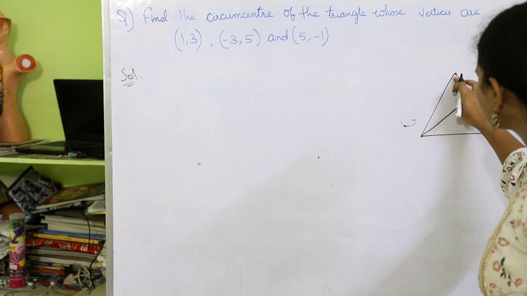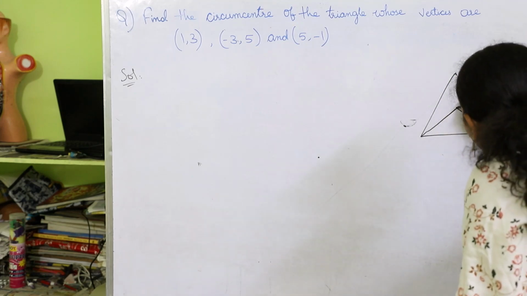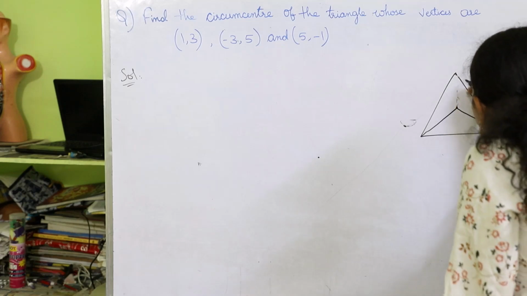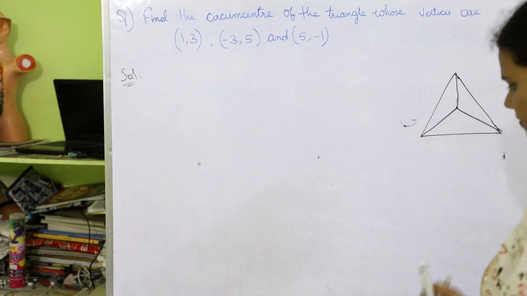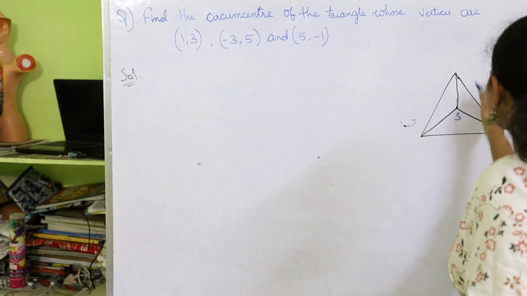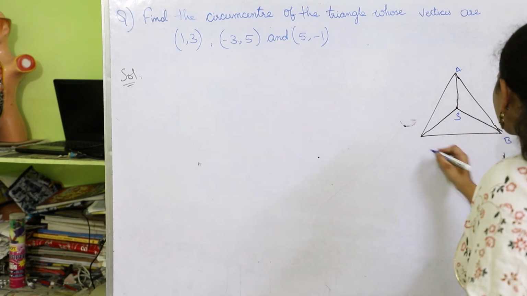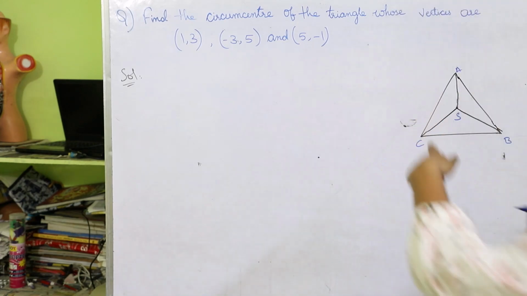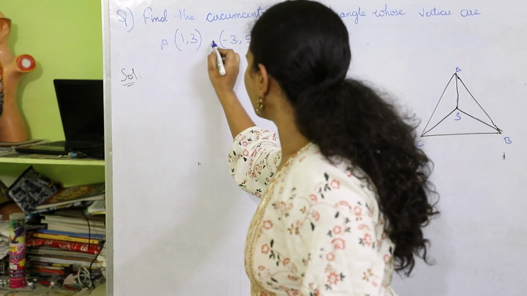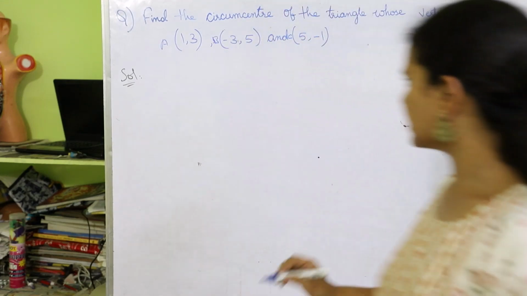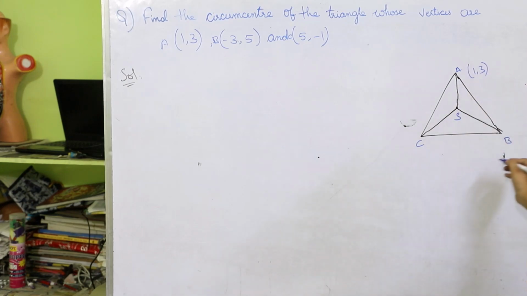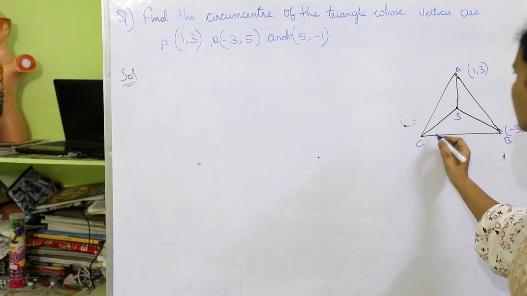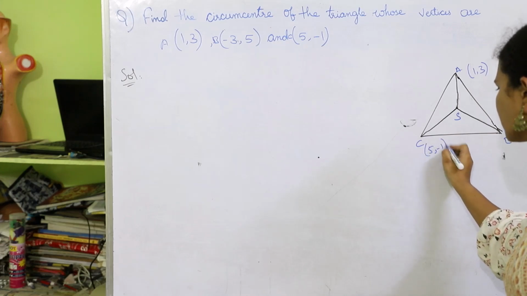Let us name the points A, B, C, and let the center be S. Let this be A, this point be B, and this point be C. Clear? Here the A point is (1, 3), the B point is (-3, 5), and the C point is (5, -1).